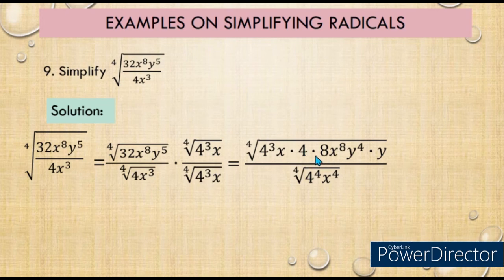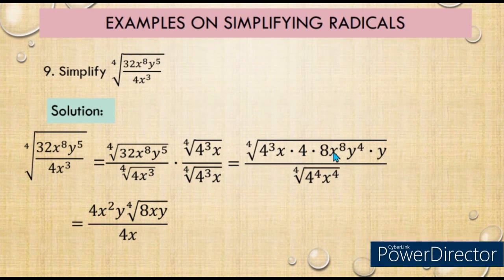Paano po naging 4 times 8? The factor of 32 is 4 times 8. And then x raised to 8. Then factor po natin si y raised to 5. Diniretso ko na. So we have y raised to 4 times y. Okay, so we have the fourth root of 4 raised to 3 times 4 is equal to 4 raised to 4. And then, so pwede na po nating ilabas si 4. Kaya po ganito yung sagot.